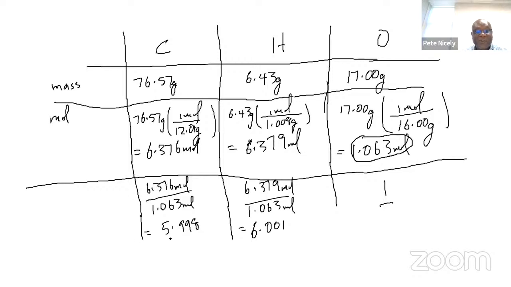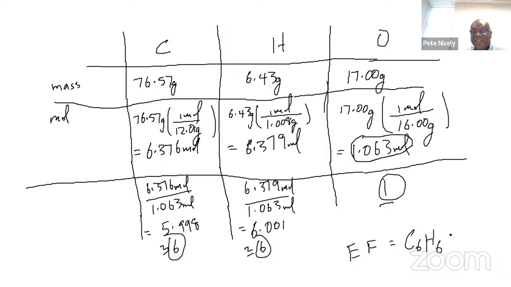So basically, if you look at these numbers closely, you'll see that 5.998 is approximately 6. We round this off to the nearest integer. 6.001, of course, is approximately 6 as well. So basically, the empirical formula you're going to get by writing down each element, and each of these numbers here that we calculated would be written as subscripts. So you're going to have C6, H6, and then O. And that would be the empirical formula for phenol. All right.